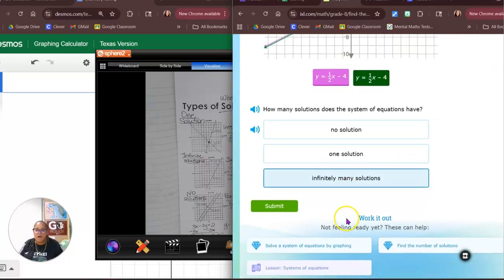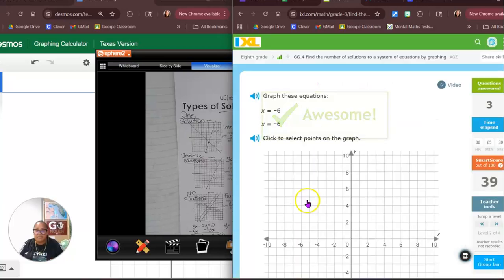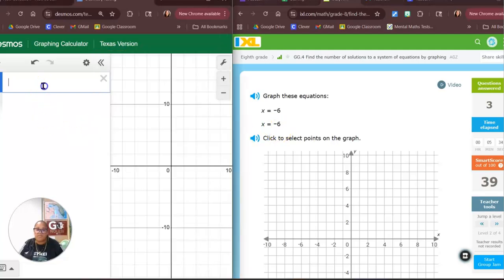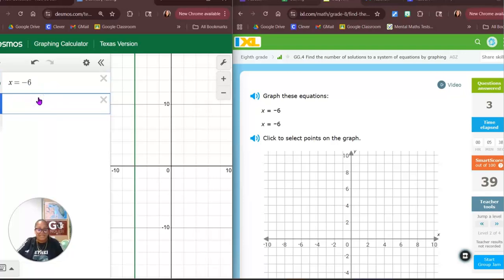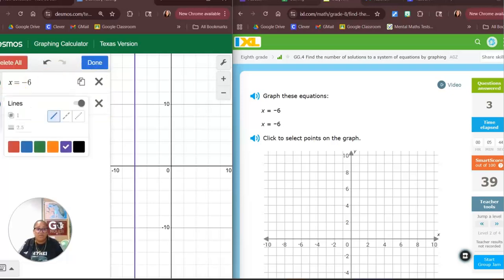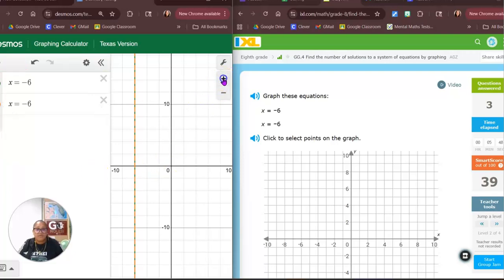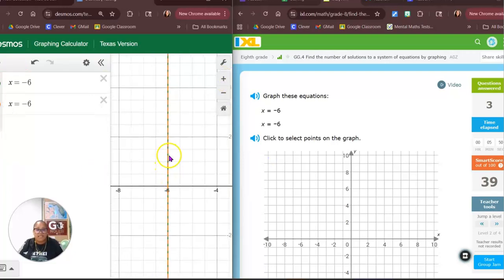Every x is the same y. Let's see if I get it right. I did. All right, x equals -6 and x equals -6. Ooh, this one's very important. I gotta know what these lines look like. Ooh, they're the same. I can also color code this and change to different colors so I can zoom in and see that those two lines are one on top of the other.